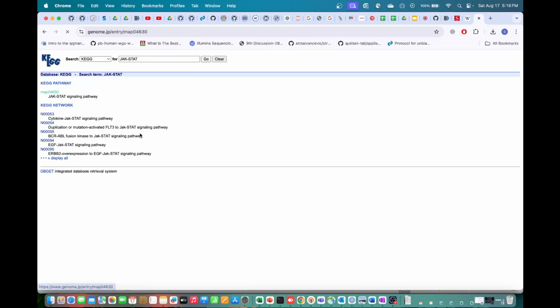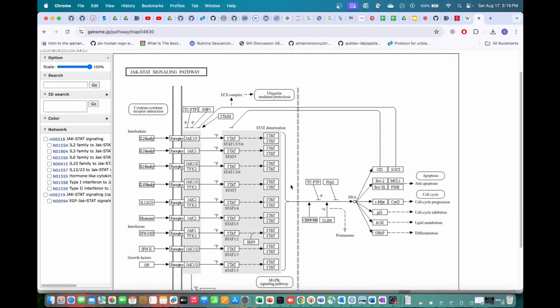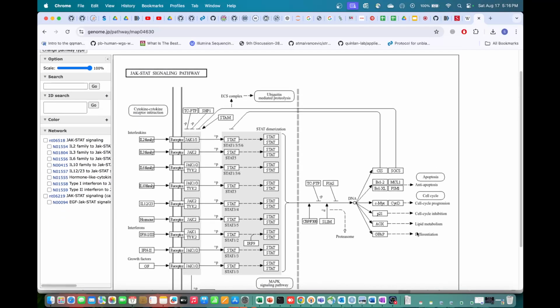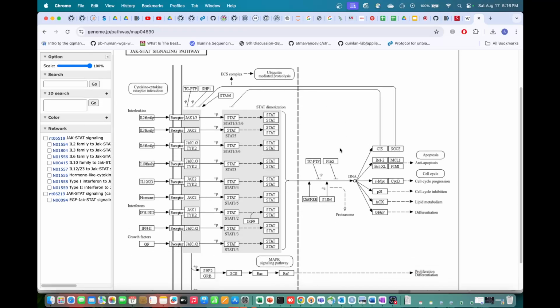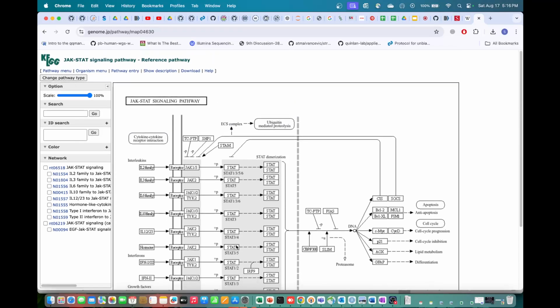So this is your JAK-STAT pathway. You see here, I am hoping it will open in a bigger window. Yeah, this is the whole JAK-STAT pathway. So it is involved in apoptosis, which is basically programmed cell death, and you can see a lot of different factors that are involved in it. Even the MAPK pathway is involved in the JAK-STAT pathway.